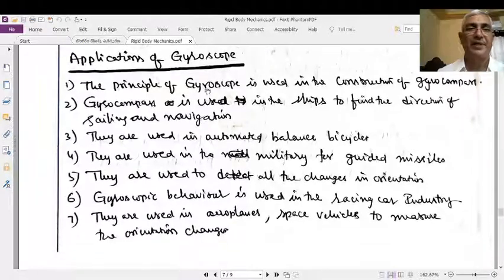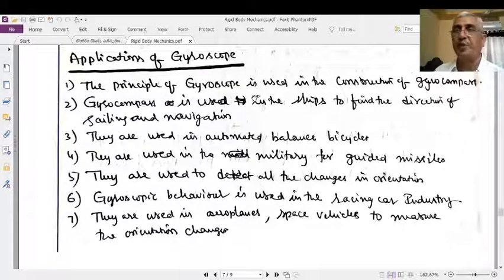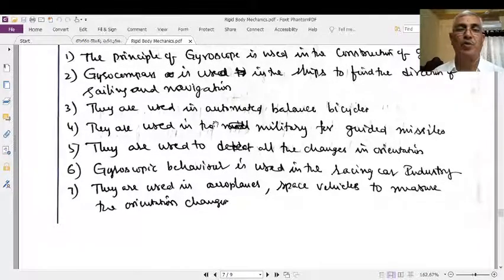Right? Applications of gyroscope. The principle of the gyroscope is used in the construction of the gyro compass. What is a gyro compass? A gyro compass will give the orientation of a particular place. Gyro compass is used in ships and aeroplanes to find the direction of sailing and navigation. Navigation is the total course of motion.